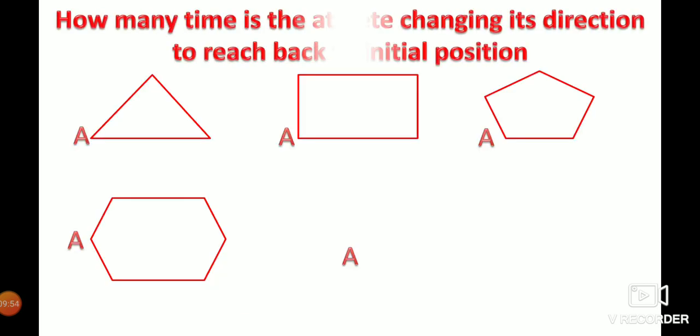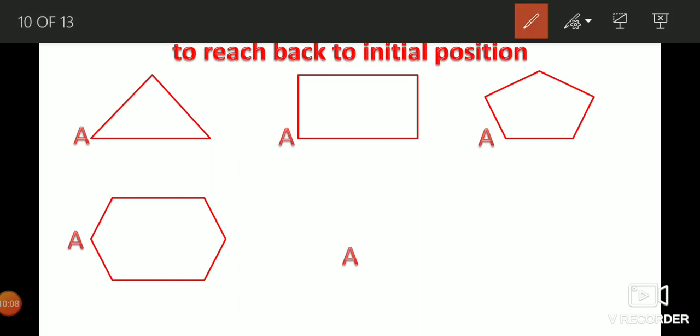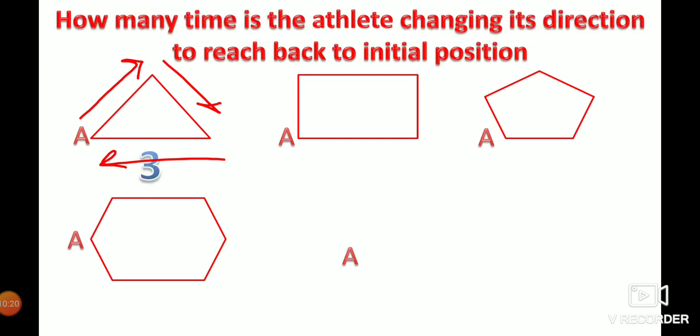Now there is a question for all of you. How many times is the athlete changing its direction to reach back to its initial position? Let us try to understand with the first one. It is a triangle, so first, second, third. It changes its direction 3 times. That means 3, and the number of sides is also 3. In the second one, it changes direction 1, 2, 3, 4, and the number of sides is also 4. Similarly, in the third one 5 and the sixth one 6.